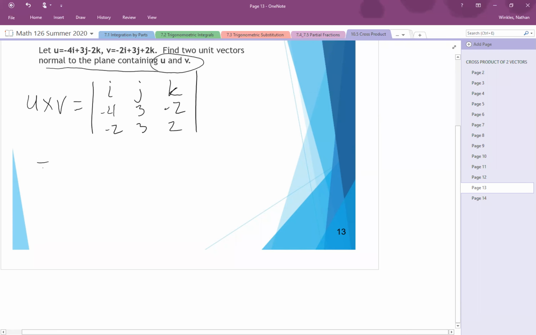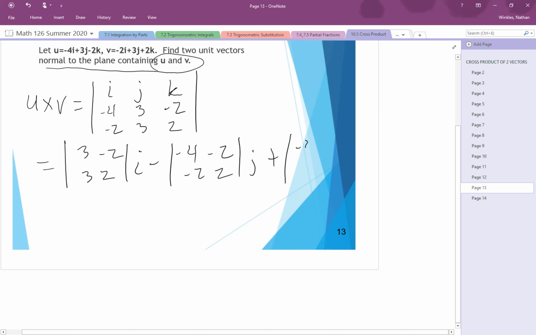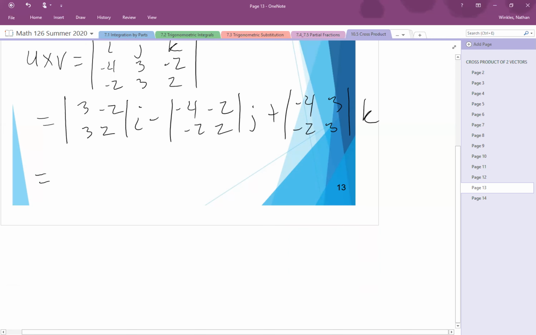So when we get to here, this will be 3, negative 2, 3, 2 times I minus negative 4, negative 2, negative 2, 2 times j plus negative 4, 3, negative 2, 3 times k. And when we simplify this out, we should get 12i plus 12j minus 6k.